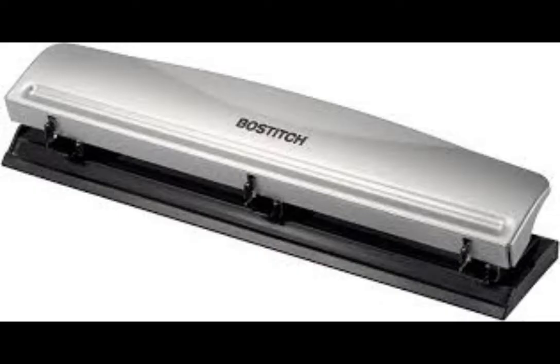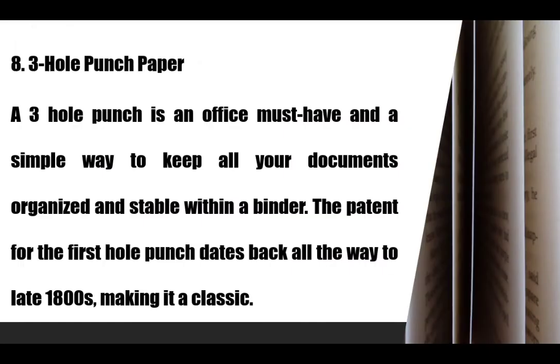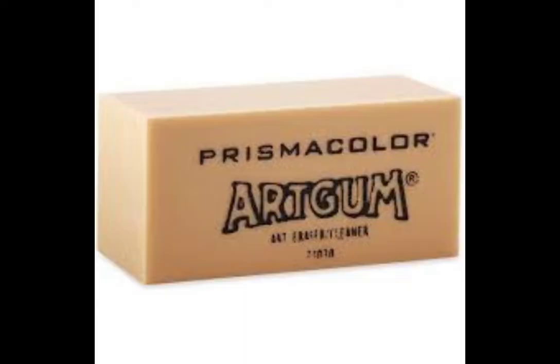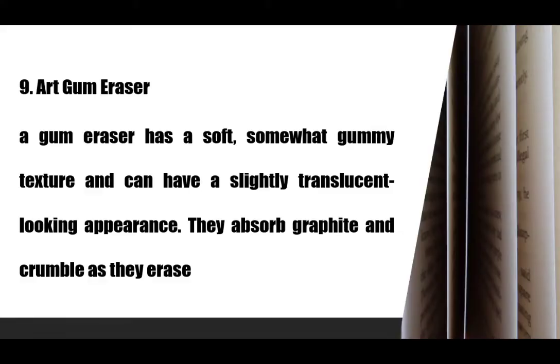For the eighth one, we have the 3-hole punch paper. A 3-hole punch is an office must-have and a simple way to keep all your documents organized and stable within a binder. And for the last traditional tool, we have the art gum eraser. A gum eraser has a soft, somewhat gummy texture and can have a slightly translucent appearance. They absorb graphite and crumble as they erase.